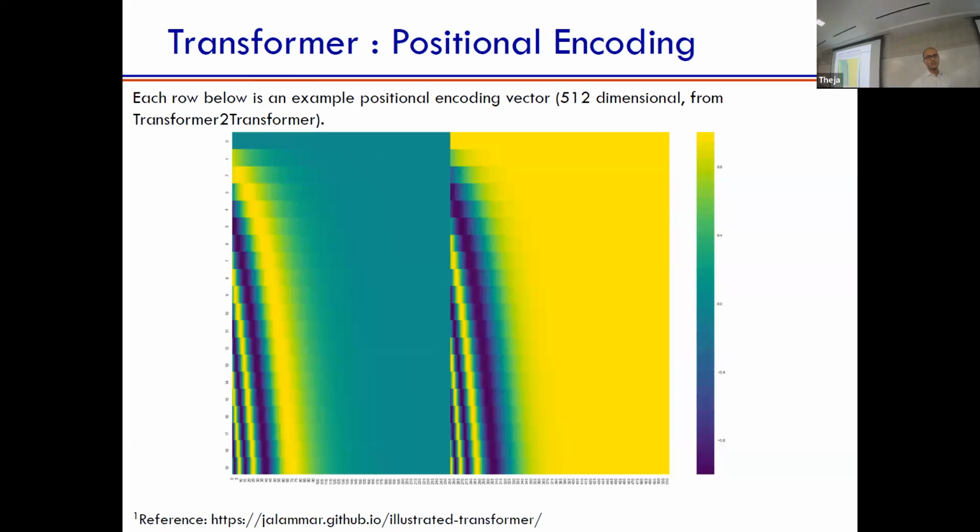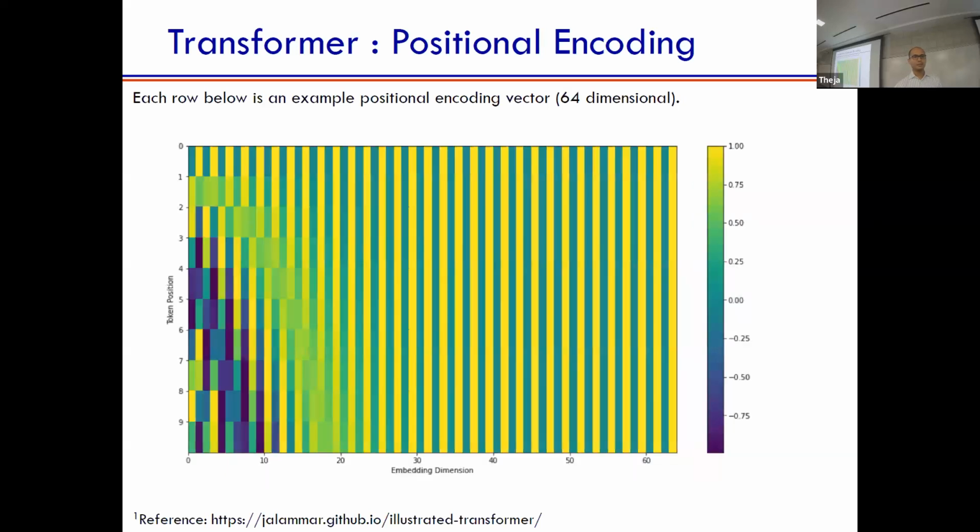Why is this pattern useful? There is no particular reason. There are actually many patterns that people have figured out. This is another one where the vector dimensions are only 64, and this is for 10 positions. Here you can see it's alternating between zeros and ones for the first position, and some other variations in the second position. It's just pre-generated.